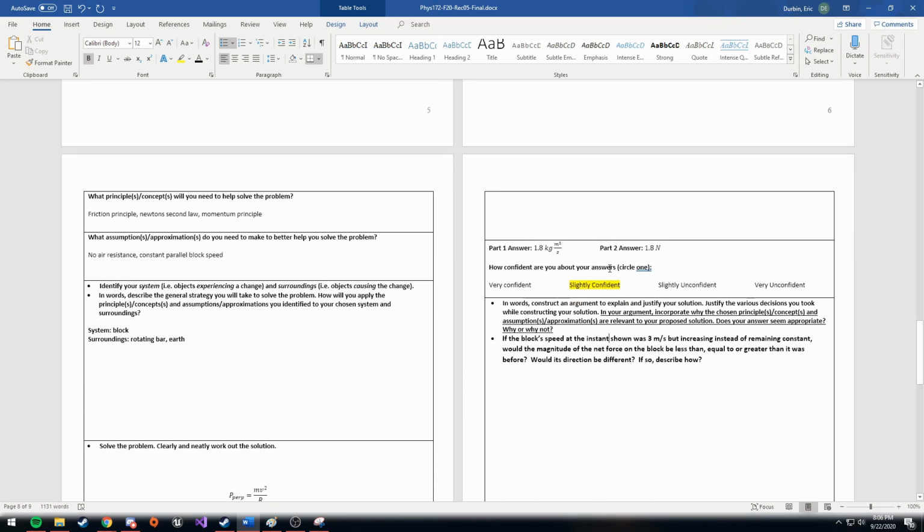Do you have newtons in the second part? Yeah. Kilograms per second squared? Yeah. And then towards the center for both. Oh, right. Yeah. Oh, we have to write that.